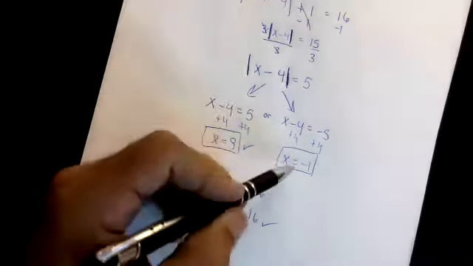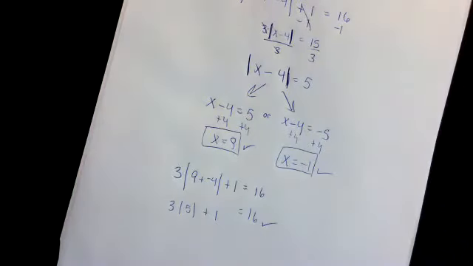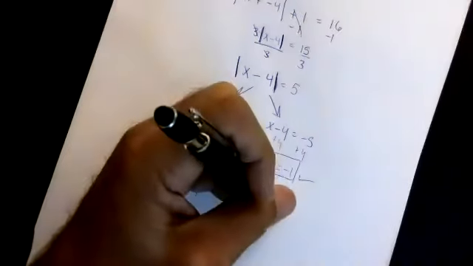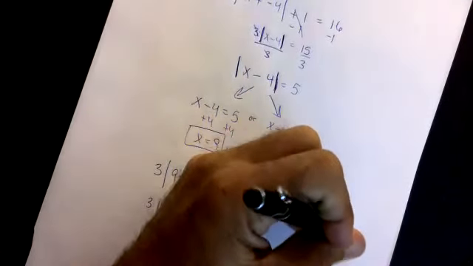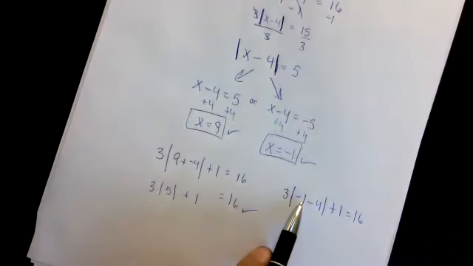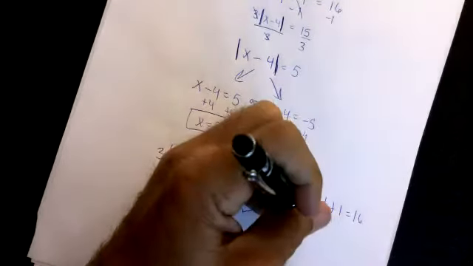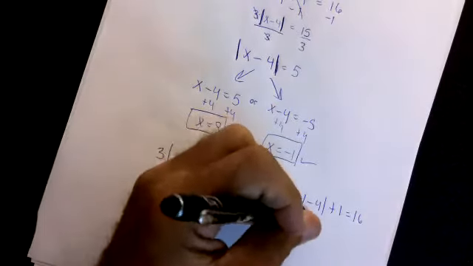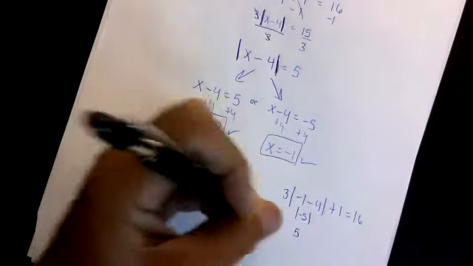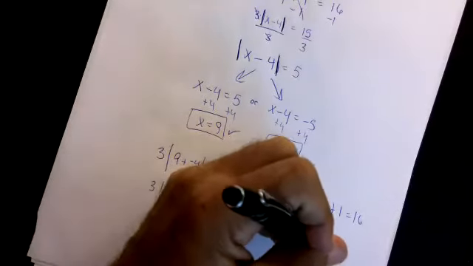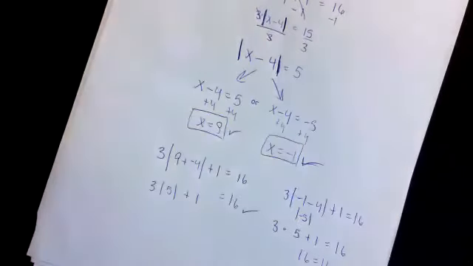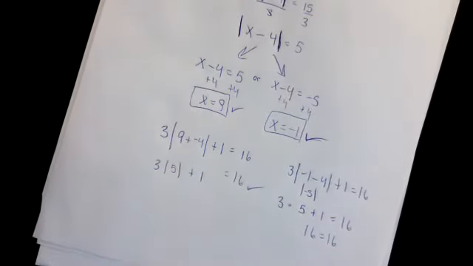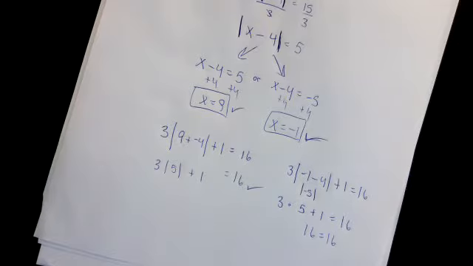If you did the math right, this answer should check out, but we can check just to see. So again, -1 minus 4 is -5. Again, the absolute value of -5 is positive. So 3 times 5 plus 1 is 16. So again, that one checks out too. And again, I was just showing that you can check your answer. You do not have to.